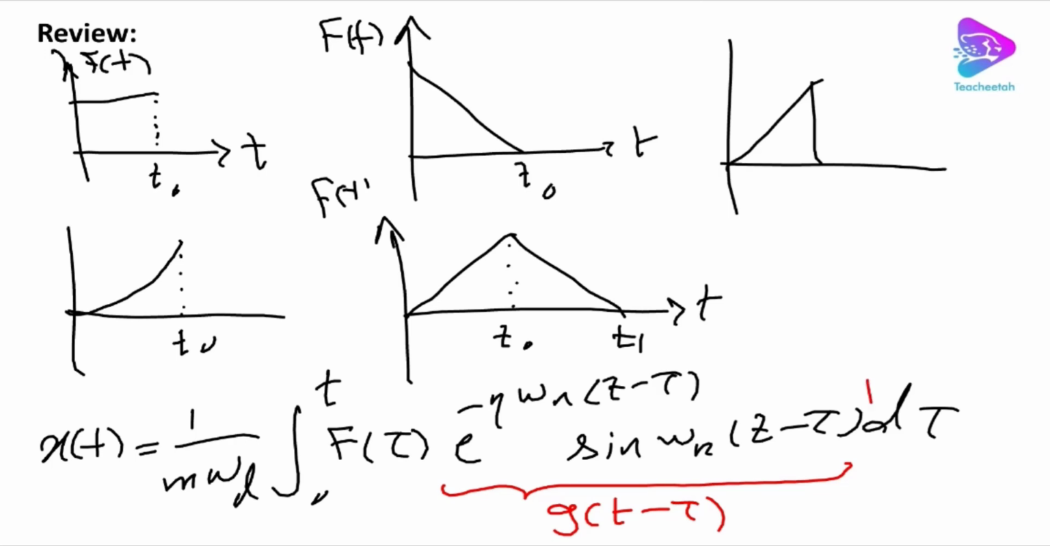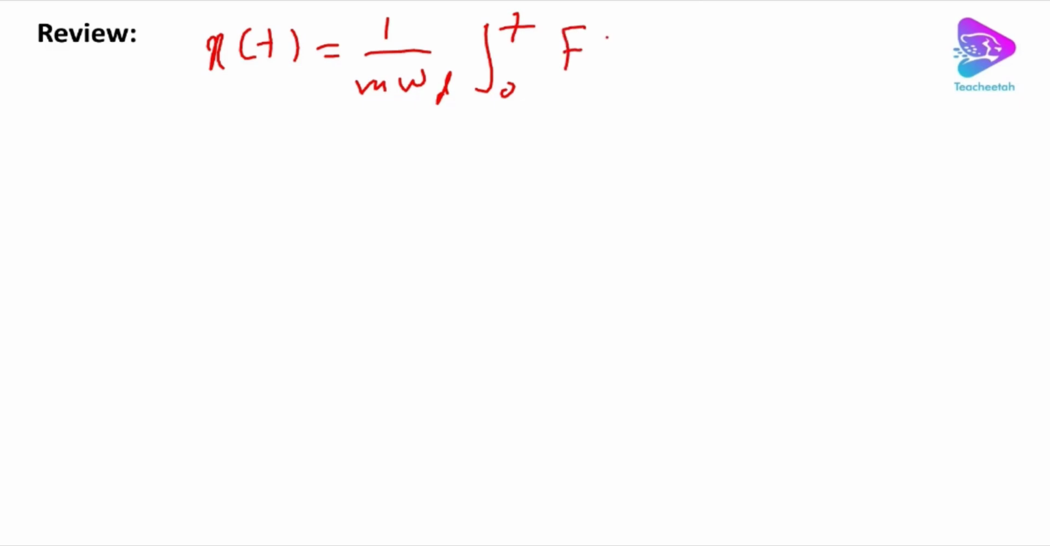We can call this part g(t minus tau). So for the general case where the force always exists with time, we can say that x(t) is equal to 1 over m omega_d, the integral from 0 to t of F(tau) g(t minus tau) d tau.